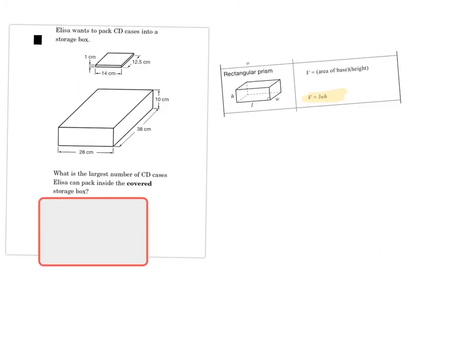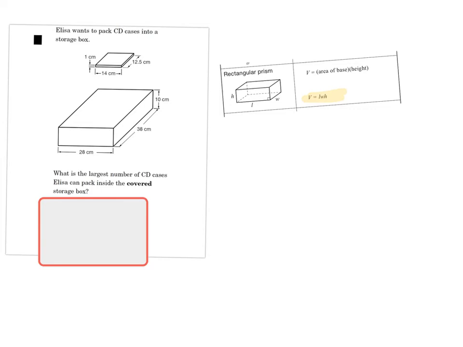Oftentimes EQAO likes to give a small item put inside a larger box. So we want to find out how many of these CDs will go in here. Elisa wants to pack these CD cases into this storage box. And the question is, what is the largest number of CD cases Elisa can pack inside this box? So this here is a rectangular prism, and we'll use this formula. This is also a rectangular prism, so I'll use this formula. To find out how many of these go in here, my last step would be to divide those numbers.